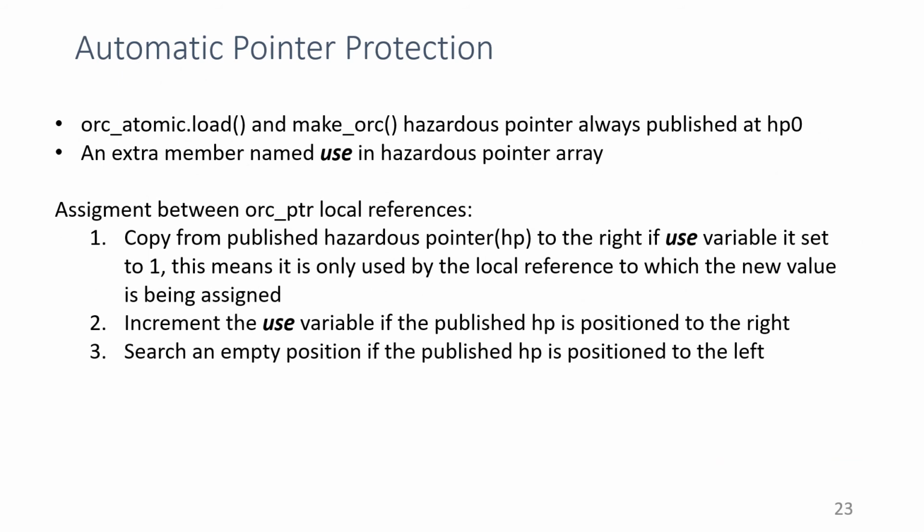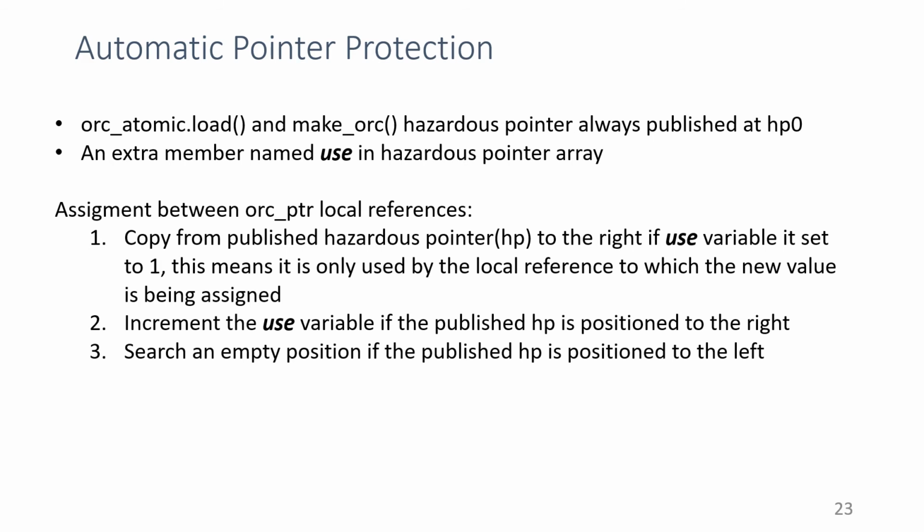An automatic memory reclamation must not only delete an object when it becomes unreachable, but also protect an object before it is dereferenced. I will start by explaining how our automatic pointer protection works before giving an example. For every arc atomic load and make arc call, a temporary arc pointer object is created whose index is always HP0. The hazardous pointers array has an extra member called use that keeps track of how many local references use each hazardous pointer index.